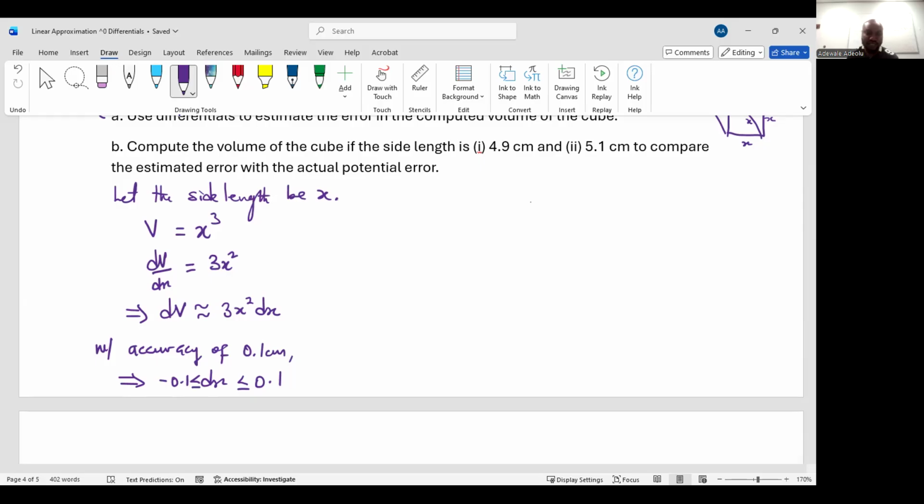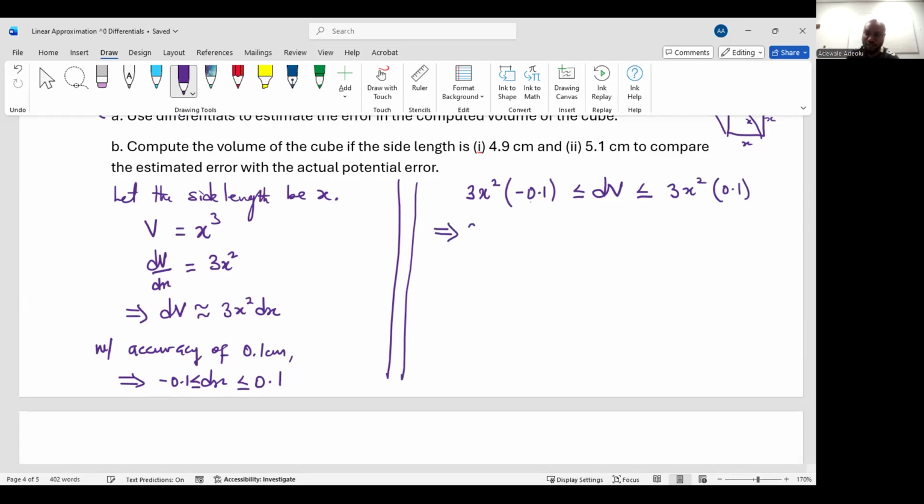With that being said, then I can find the v that falls in that range, right? So meaning, for the v, we can do 3x squared. Our dx in this case would be negative 0.1. So we have this estimated volume, change in volume, or error in volume, 3x squared times 0.1. I hope that makes sense.